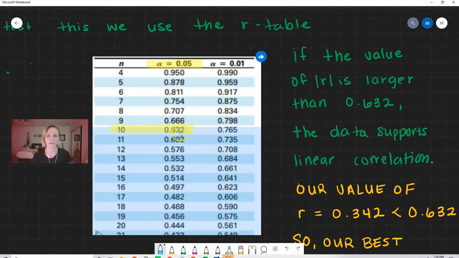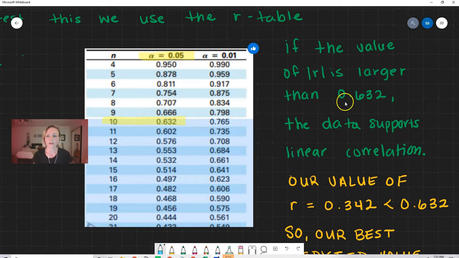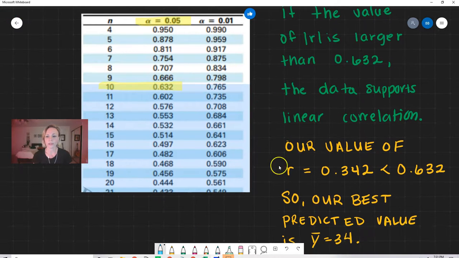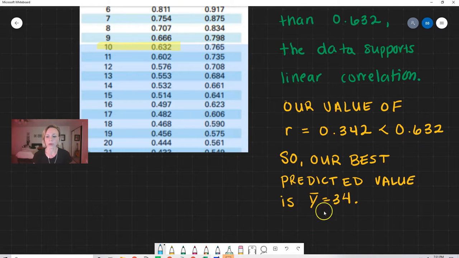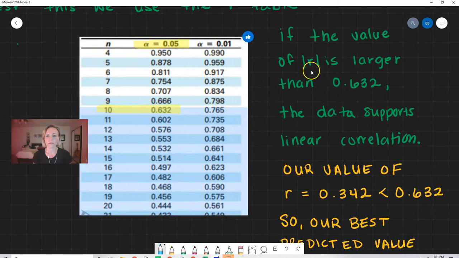It's 0.632. So if the absolute value of r is larger than 0.632, the data supports linear correlation. Our value of r is 0.342, which is much less than 0.632. So our best predicted value is just y equals 34. Our value of r is too small, too close to 0, to be able to support linear regression. So rather than using the line of best fit, we're just going to get back the value of y equals 34, because this has shown that the line of best fit isn't actually working well for our data.